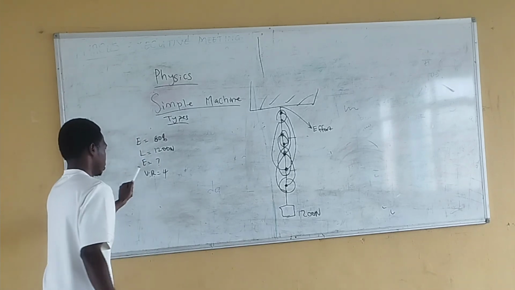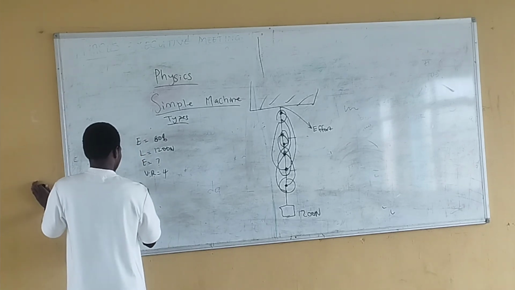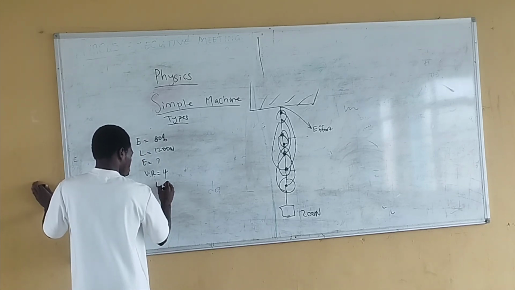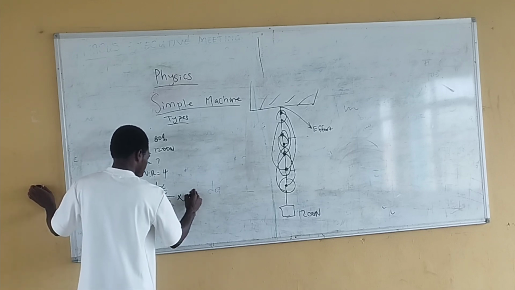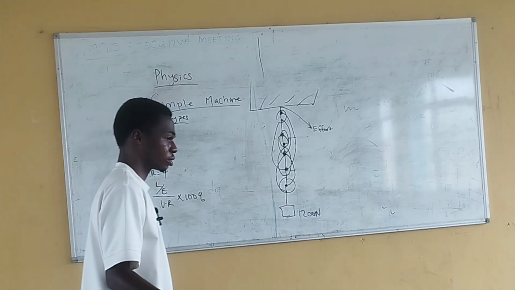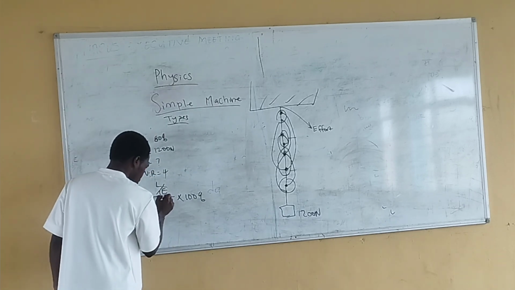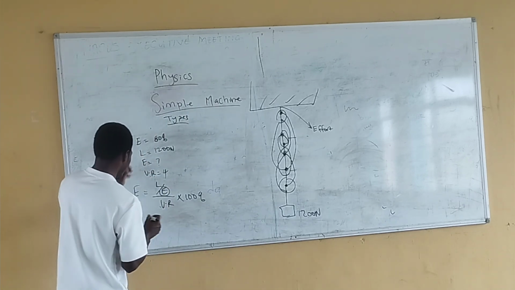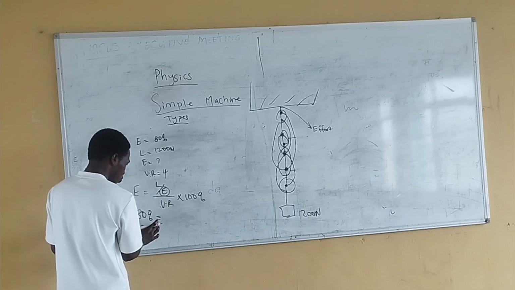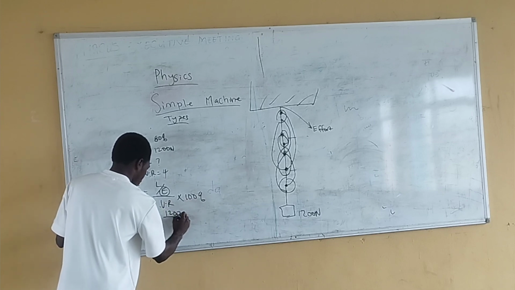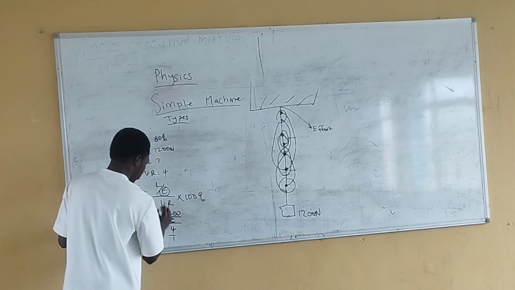So they say we should find what? Effort. Remember, the formula for efficiency is load over effort, which is mechanical advantage over velocity ratio times 100%. With this, you can solve the question. Here, 80%. The load is 1200 over effort, which is what we're looking for, over 4 over 1.